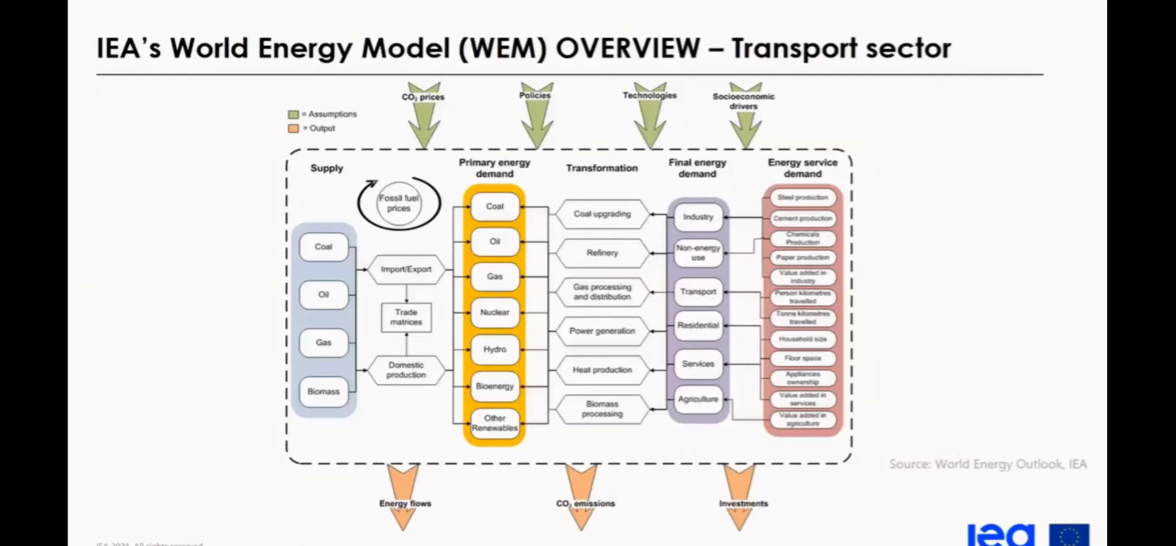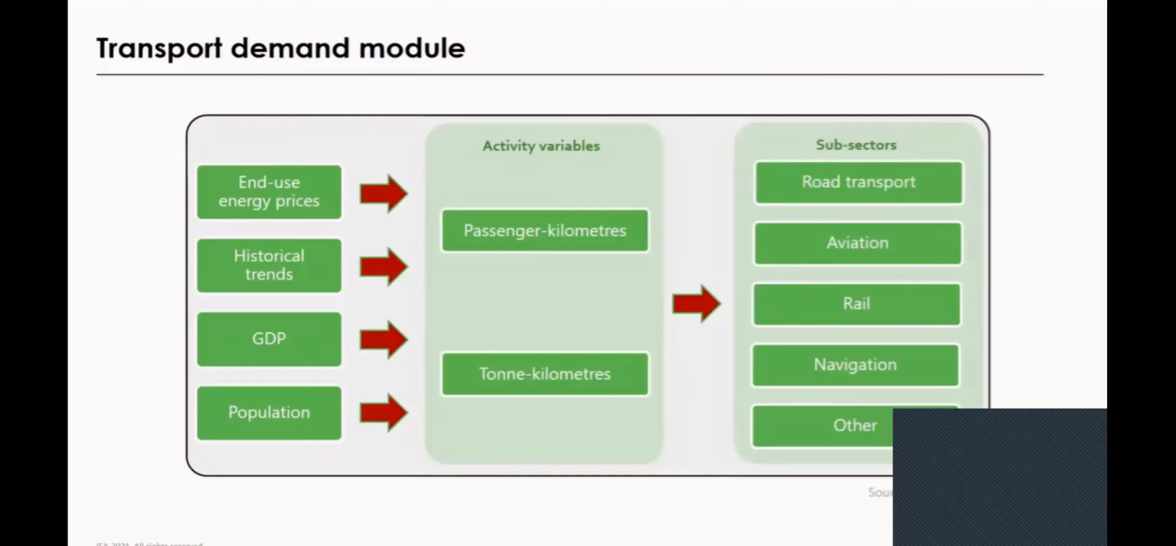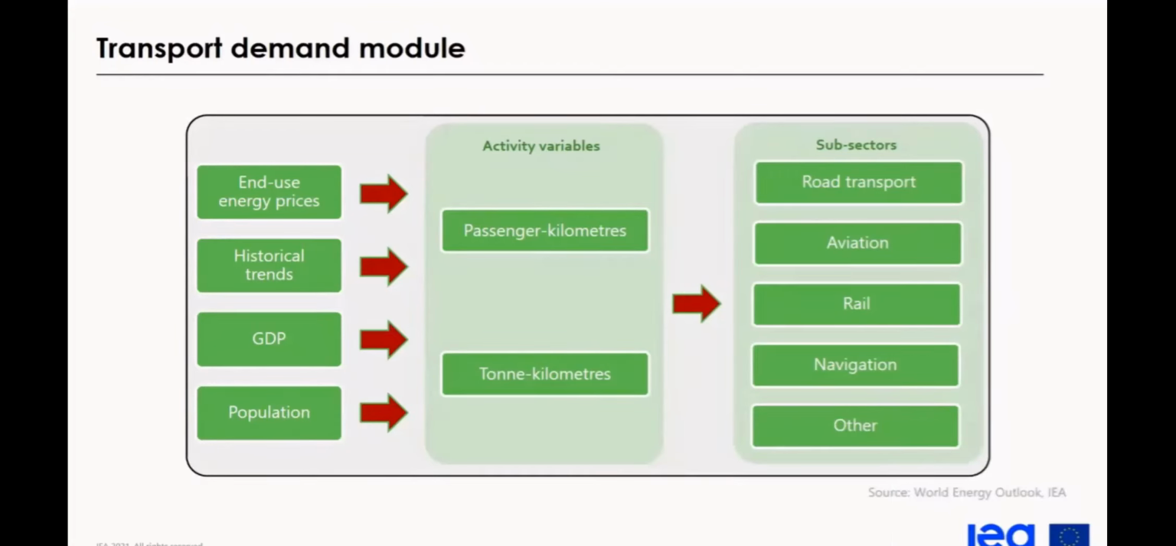Moving to the transport sector. So when it comes to transport, we again need to disaggregate. So we know that there is transport on roads, aviation, rail, navigation. So this will be our disaggregated subsectors. And we will look for activity variables that will depend on whether we're looking at passengers or goods. As usual, we have socio-economic indicators as input of the model, including population, GDP, and historical data.